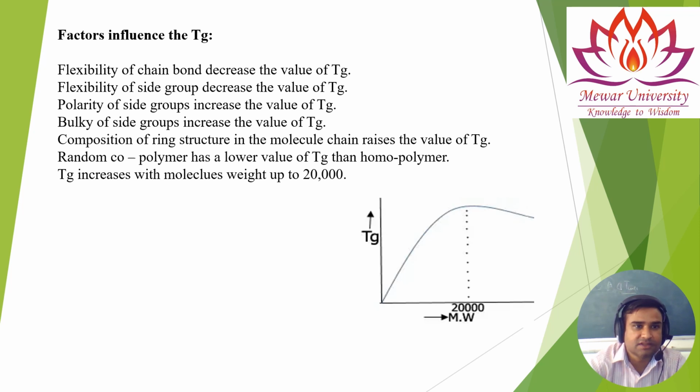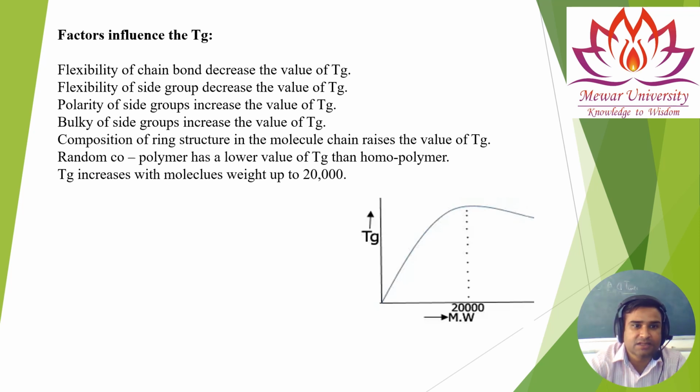The factors that influence the transition temperature: flexibility of the chain bond increases the value of Tg, and second, flexibility of the side group increases the value of Tg. Polarity of the side group increases the value of Tg. Bulkiness of the side group increases the value of Tg. And the presence of ring structure in the molecular chain raises the value of Tg.